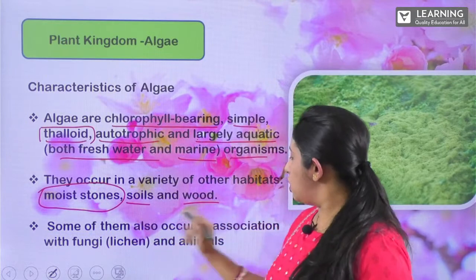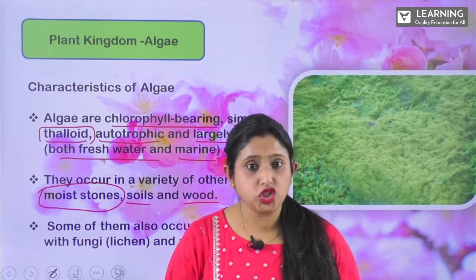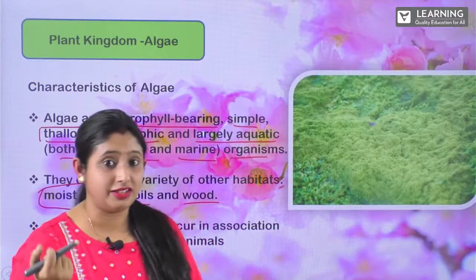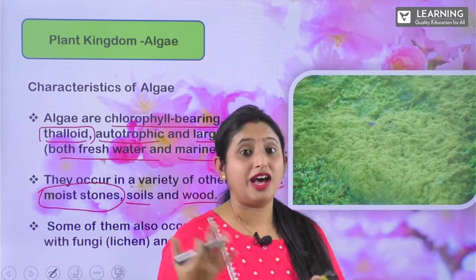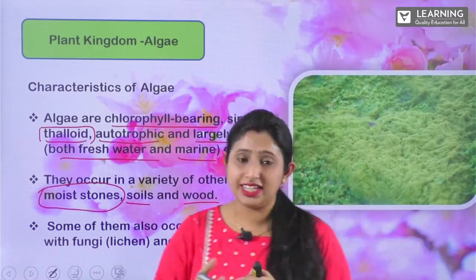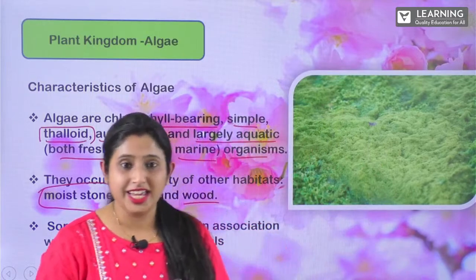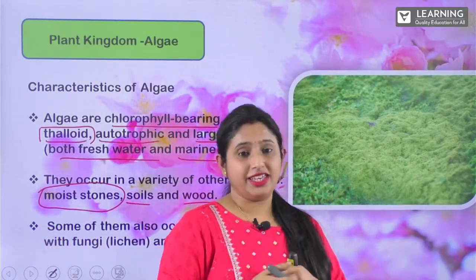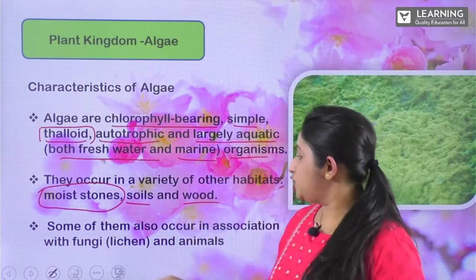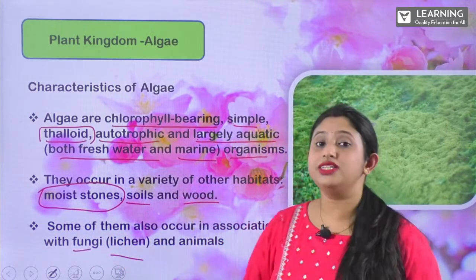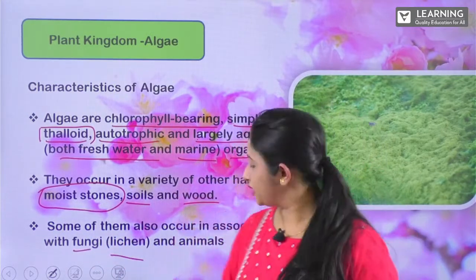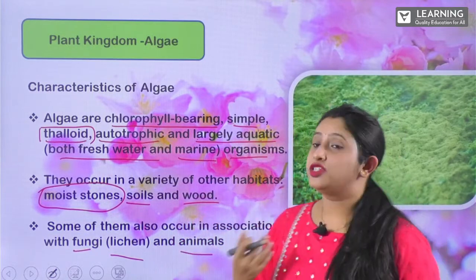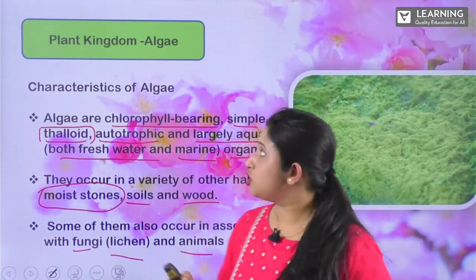Some of these also occur in association with fungi. In the last class we have seen the lichens, where the fungi and the algae live in association with each other, isn't it? So some algae are in association with the fungi, and that is nothing but your lichen. Clear? And animals. So this is all about the characteristics of algae.